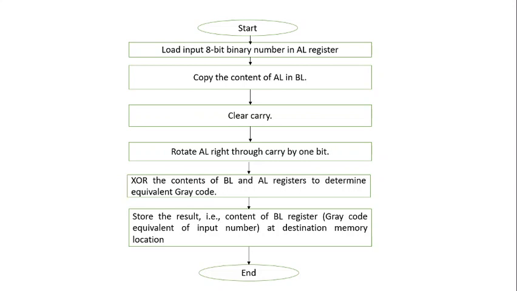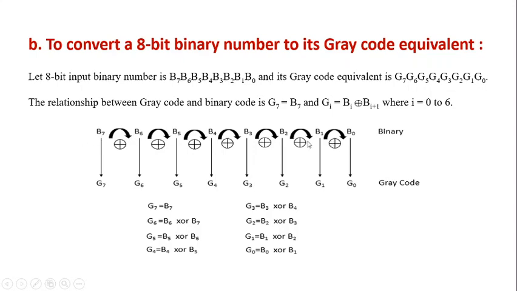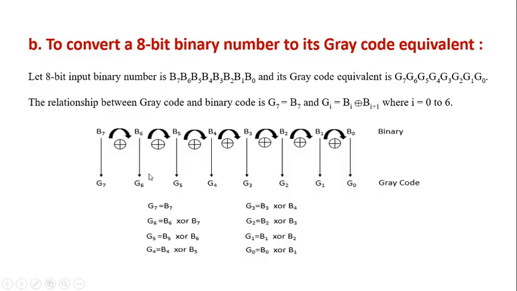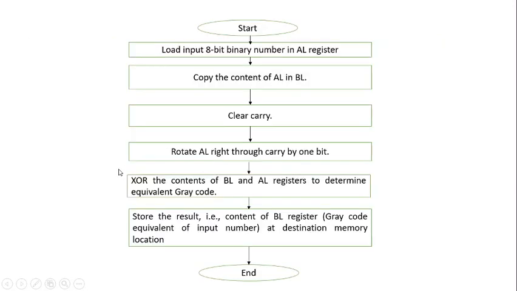So suppose this is the original number and we are rotating it right by 1 bit. So this bit will move here, this bit will move here, so it will move by 1 bit, and if we XOR these bits, we will get this result. Let me first explain this flow chart, and then I'll show you with an example. Rotate AL right through carry by 1 bit.